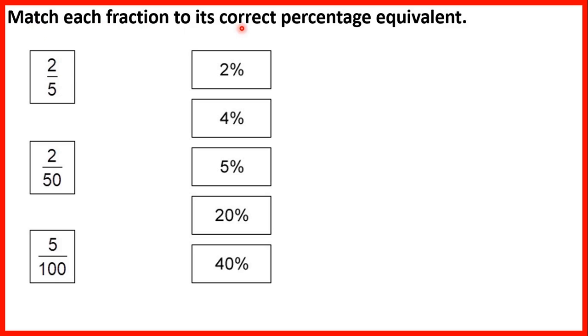Match each fraction to its correct percentage equivalent. First, we have 2/5. Now we need to remember that percentages are fractions with a denominator of 100. So we can find an equivalent fraction for 2/5, which has a denominator of 100, and that will give us the percentage. To find equivalent fractions, we use multiplication, and 5 times 20 is 100, because 5 times 2 is 10, and then we need our end 0.